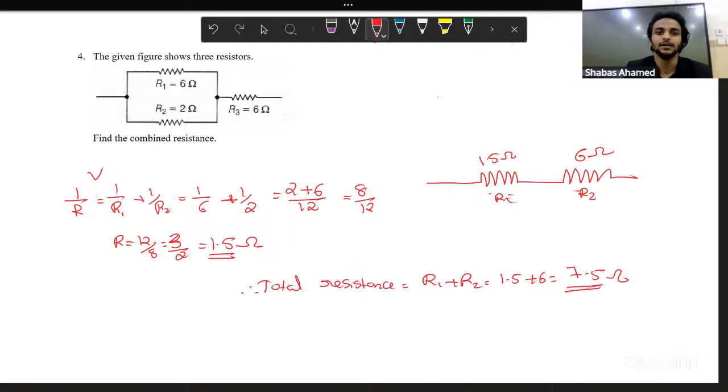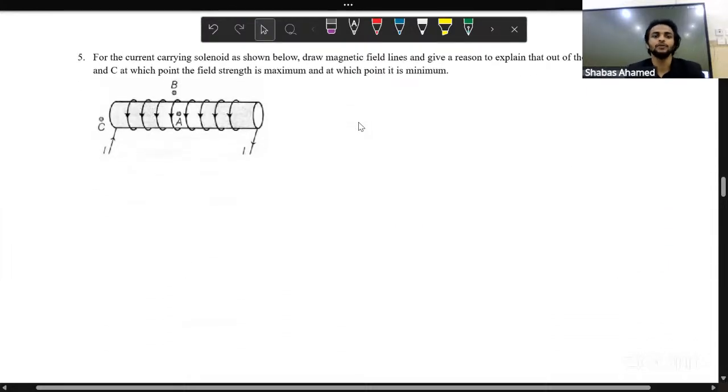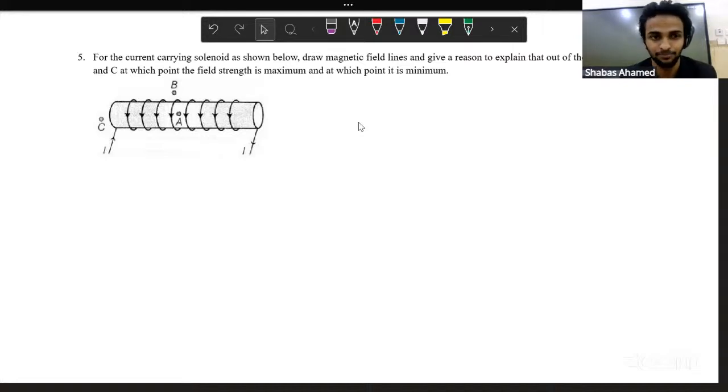Okay, then going to the next question. For a current carrying solenoid as shown below, draw magnetic field lines and give reason to explain that out of the 3 points A, B, and C, at which of the points the strength of the magnetic field is maximum, and at which one it is minimum. So first, let's draw the magnetic field lines around this solenoid.